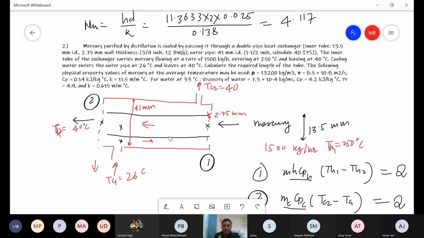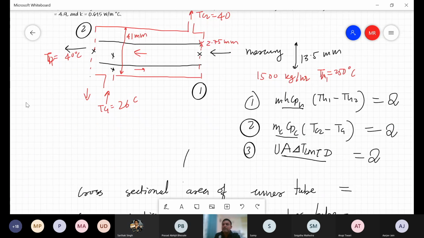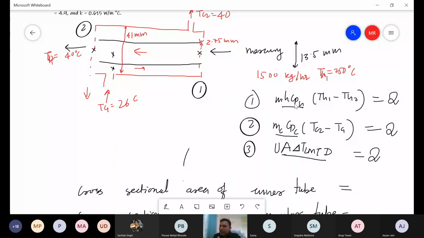Yes, sir. So that is what we have written here. You can see the amount of heat lost by the hot fluid is m_h Cp_h (Th1 minus Th2), and the amount of sensible heat gained by the cold fluid will be m_c Cp_c (Tc2 minus Tc1). And both these should be the same as what? The heat transfer between hot and cold fluid. And the heat transfer between hot and cold fluid will be obtained by using this expression, U A delta T LMTD.